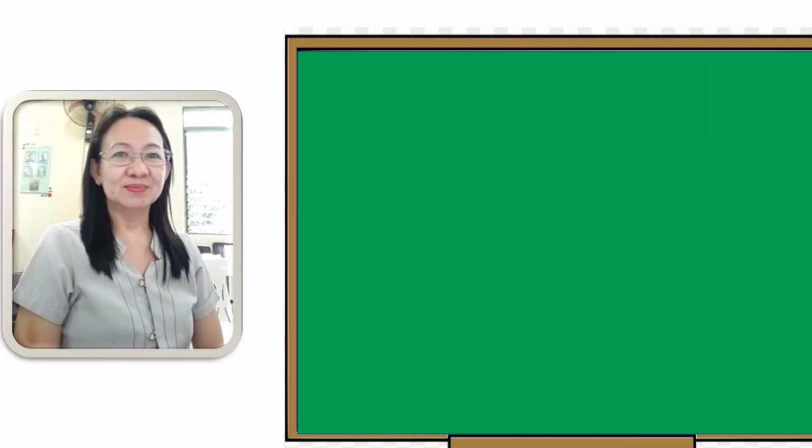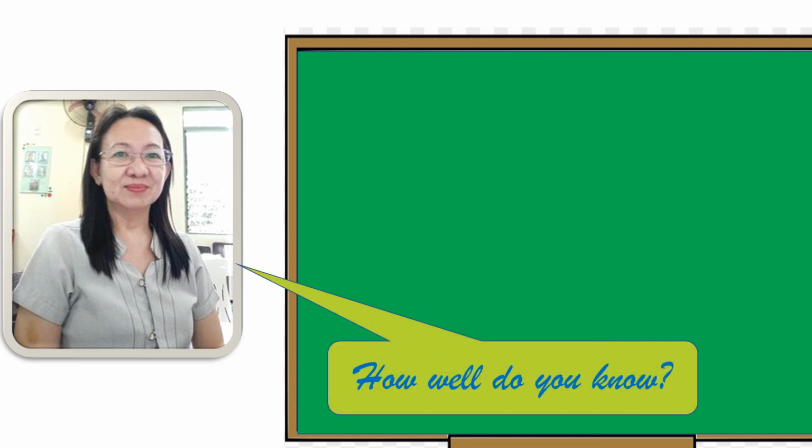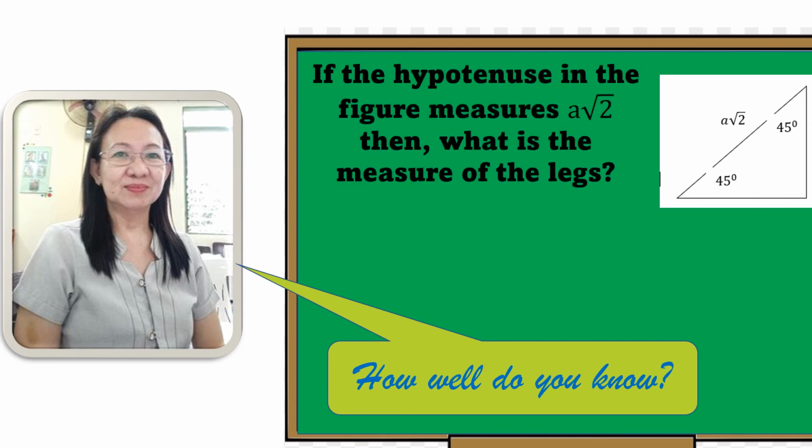Now, it's time for me to check how well you know by answering this question. We have the figure of a 45, 45, 90 triangle. If the hypotenuse in the figure measures square root of 2, then what is the measure of the legs? Is it A, 45, B, 1, C, 2, or D, square root of 2?